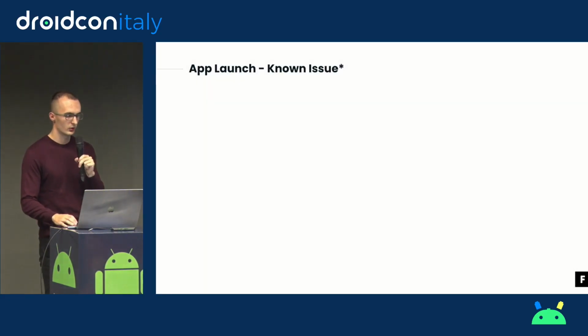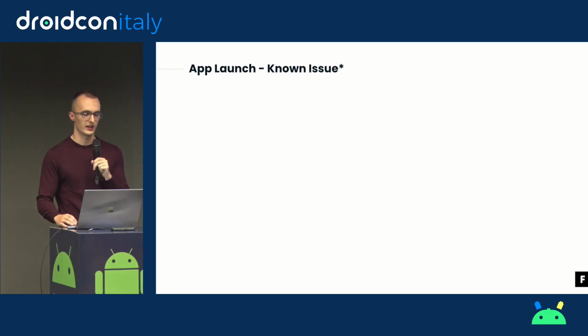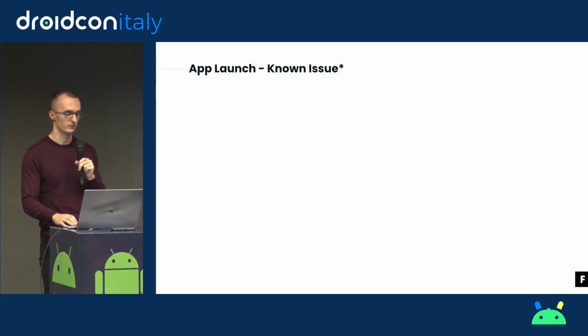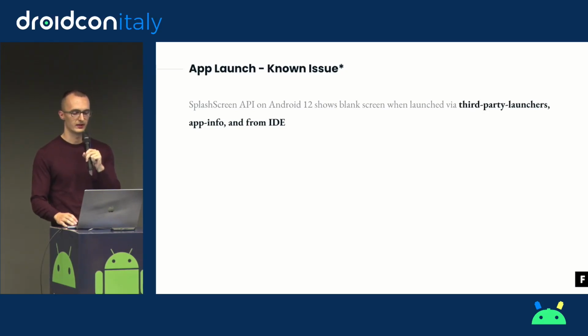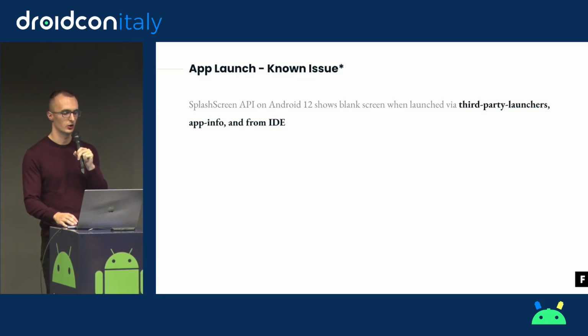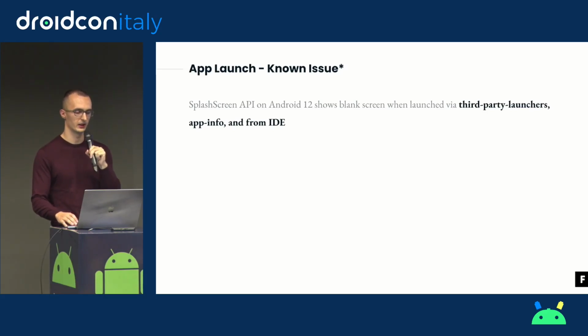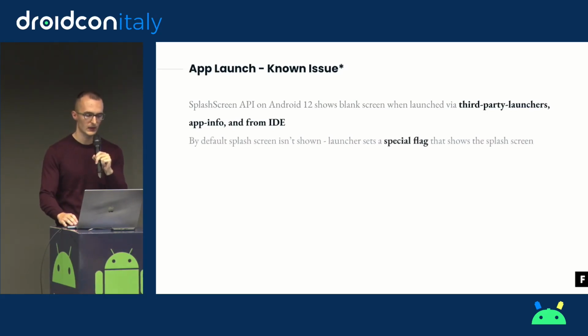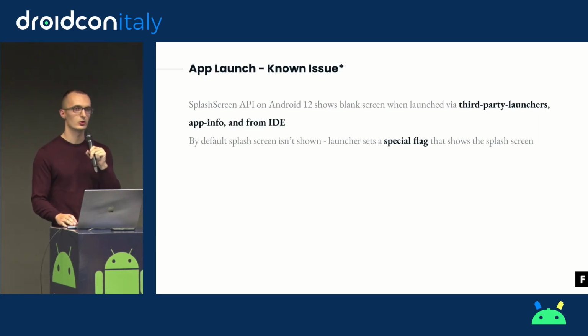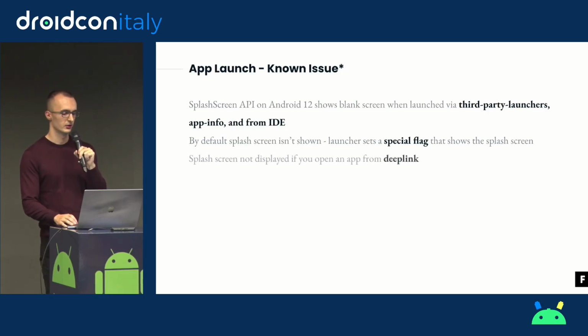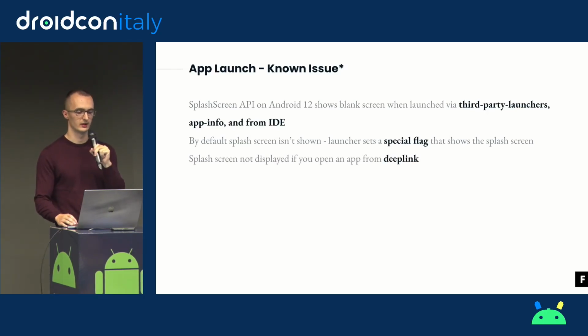Now, if you are using Android Studio to test the splash screen, you will notice some issues here. The SplashScreen API on Android 12 shows a blank screen when launched via third-party launchers, app info, and from the IDE. Why is that? Because by default, the splash screen isn't shown. So the launcher actually sets a special flag that shows the splash screen. So for this reason, the splash screen is not displayed if you, for example, launch an app from a deep link.